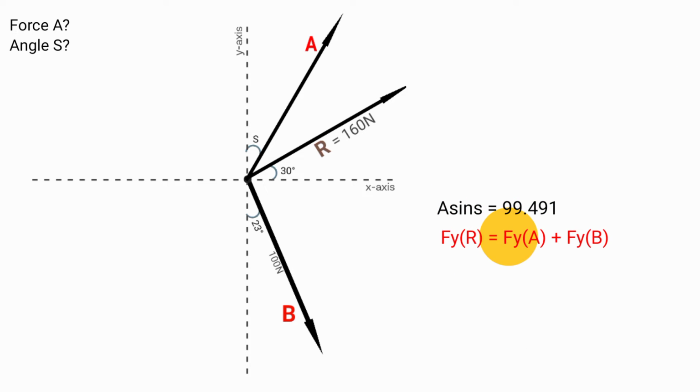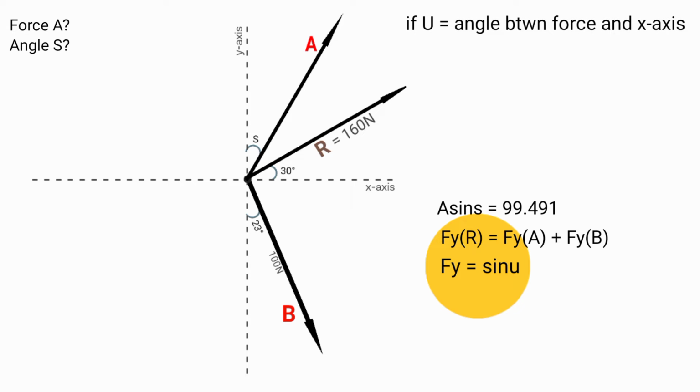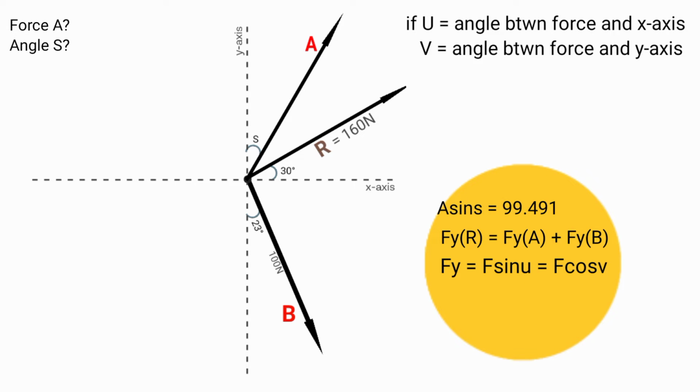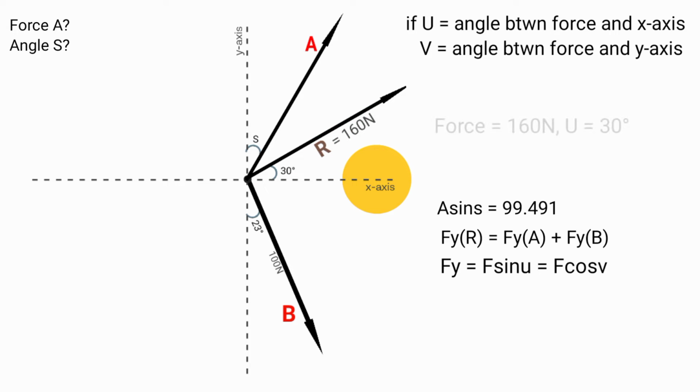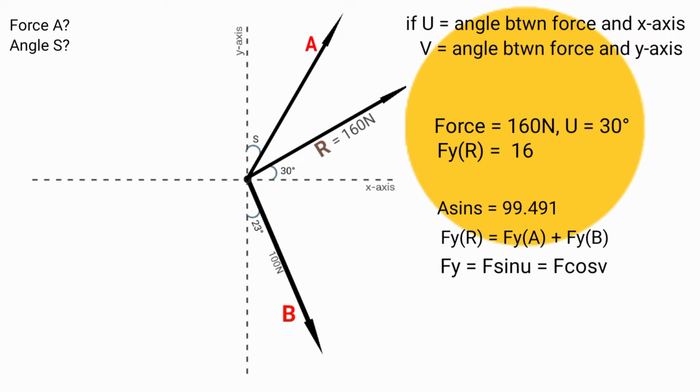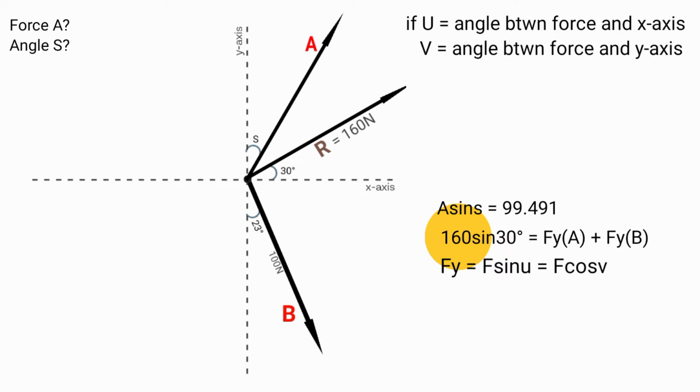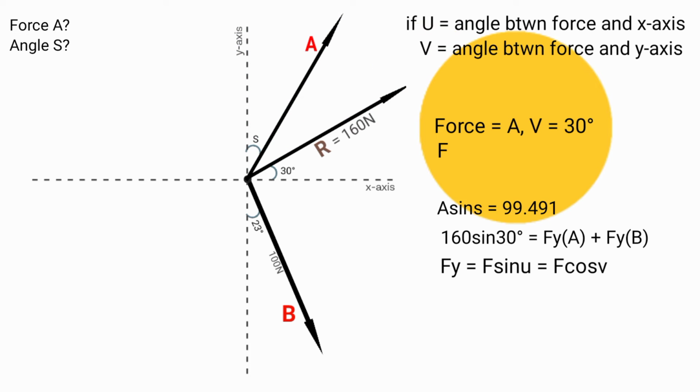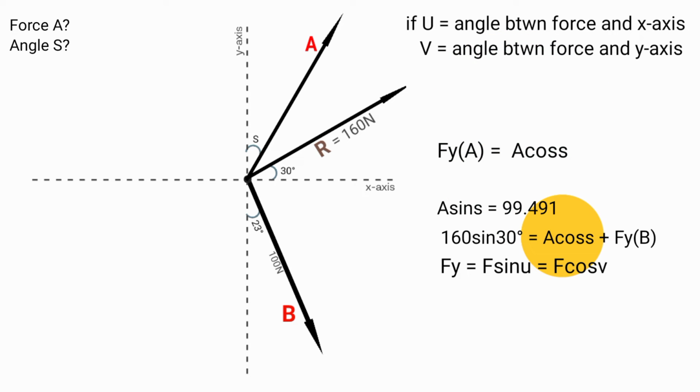Now coming back to the y component of the force, the y component of a force is F sin u, where u is the angle the force makes with the x-axis, or F cos v, where v is the angle the force makes with the y-axis. 30 degrees is the angle the resultant makes with the x-axis, and hence the y component of the resultant is 160 sin 30. Substitute here. Angle S is the angle force A makes with the y-axis, and hence the y component of force A is A cos S. Substitute it here.